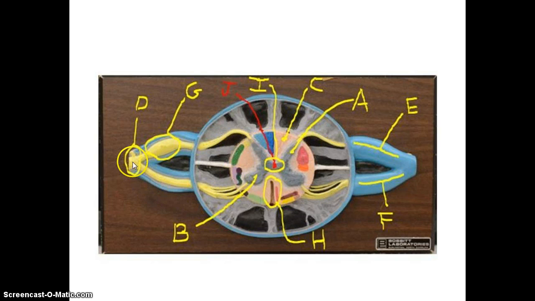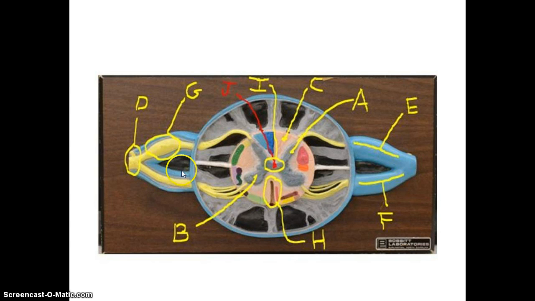Here you have the spinal nerve. You can see it over here also. Remember, spinal nerve is a mixed nerve, so it contains sensory and motor neurons. Where the neurons split into sensory and motor, right in here, you have the dorsal or posterior root, which is going to be sensory, and then you have the ventral or anterior root, which is going to be motor.